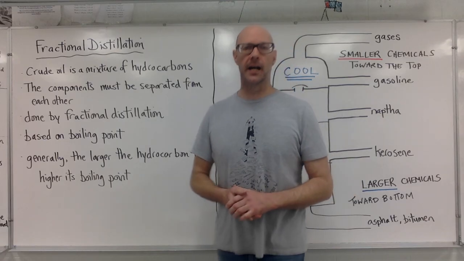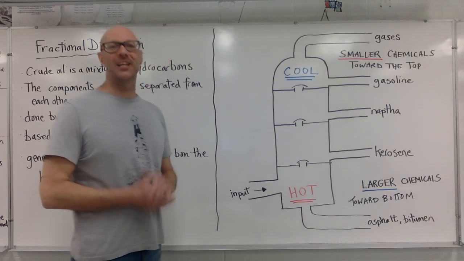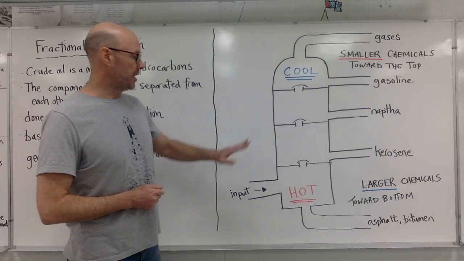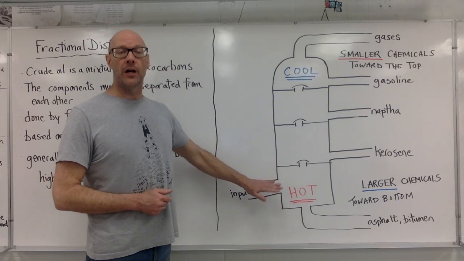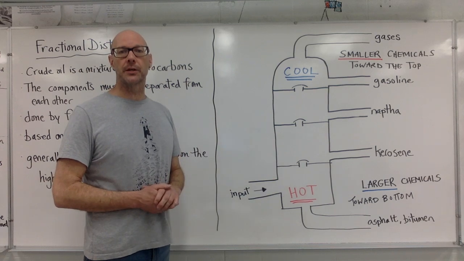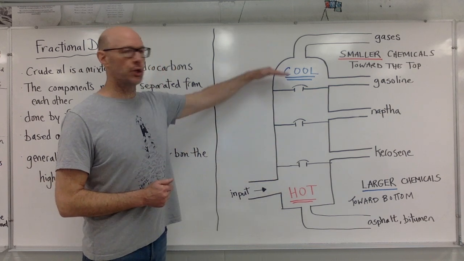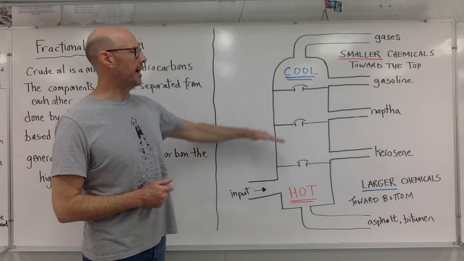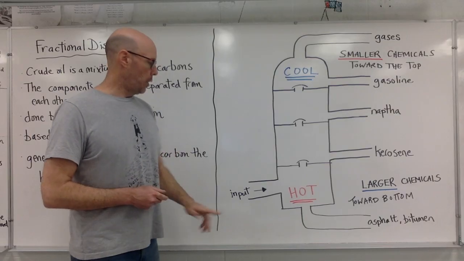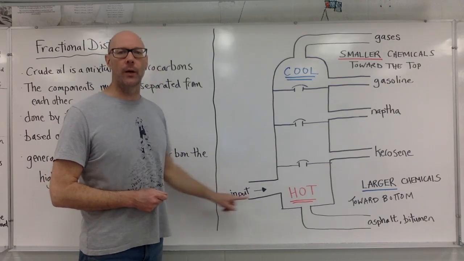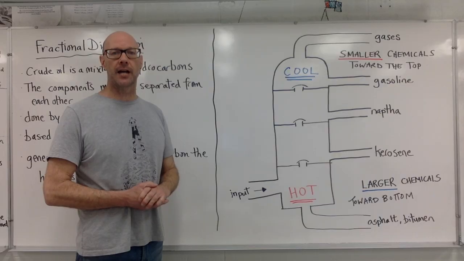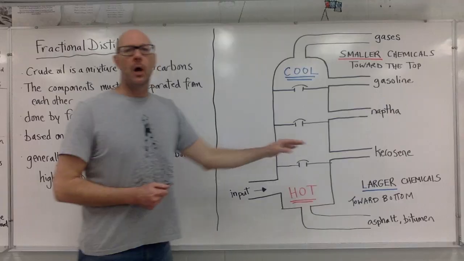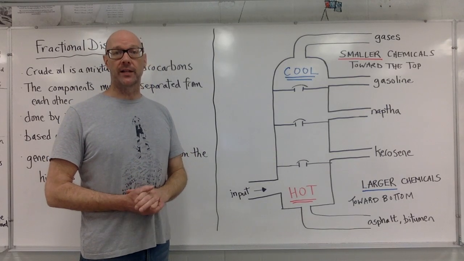This is accomplished in a fractional distillation tower. This is going to be a structure several stories tall. That's hot at the bottom, a few hundred degrees, maybe 400 or 500 degrees Celsius at the bottom, and then cooling to easily below 100 degrees at the top of the tower. It's divided into different layers. We have an input of crude oil heated going into the bottom of the fractional distillation tower, and then the chemicals will rise and be separated out based on their different boiling points.